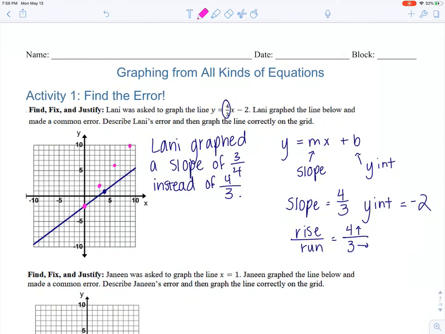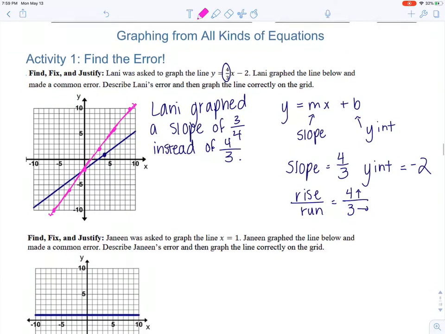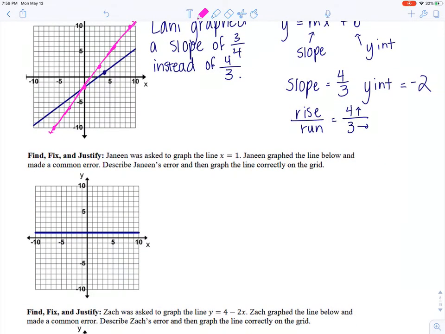And I'm going to keep that pattern going the opposite direction. And then I'm going to connect all of my points. It's important for our line to go all the way across the screen, just like Lainey's does. Okay, so that is number 1. For number 2, Janine was asked to graph the line x equals 1. Janine graphed the line below and made a common error, describe Janine's error, and graph the line correctly on the grid.